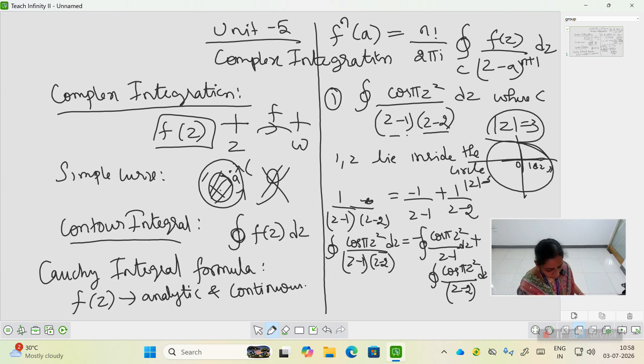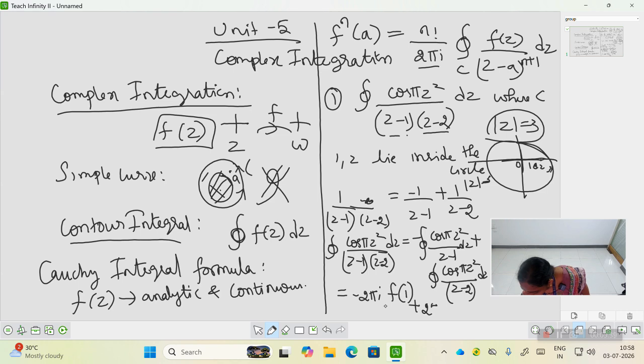As per the Cauchy integral formula, the function cos pi z squared is analytic and continuous, so it satisfies the Cauchy integral formula. Then I can use my 2 pi i formula: 2 pi i times f of z. So this equals minus 2 pi i times f of 1, the singular point where the function is evaluated.